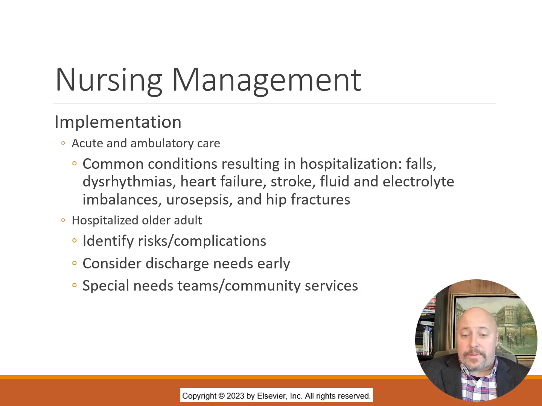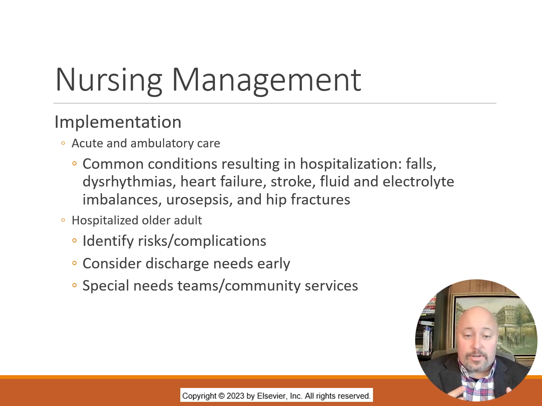The hospital is often that first point of contact when we notice there are problems in the care of the older adult. And unfortunately, by the time they've come to a hospitalization, they may have multiple coinciding issues that have been allowed to progress much farther than they should have. Other common conditions resulting in hospitalization, we've talked about falls, but also dysrhythmias, heart failure, stroke, fluid and electrolyte imbalances, urosepsis, UTIs, and urinary tract infections are very, very common, especially in elderly females, and finally hip fractures. Identify these risks and complications.